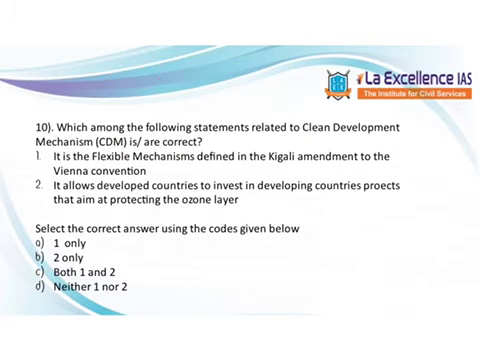Discussion: which of the following statements related to the Clean Development Mechanism are correct? So remember, with the Kyoto Protocol, which came into existence in 1997, 3 ways of environment control were proposed. One, emission trading. The second one is the Clean Development Mechanism, and the third one is joint implementation.